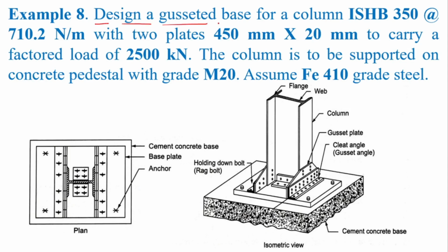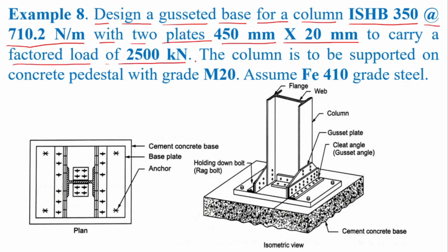Design a gusseted base for a column IS HB 350 at the rate 710.2 Newton per meter with two plates 450 mm into 20 mm to carry a factored load of 2500 kN. The column is to be supported on a concrete pedestal with grade M20. Assume Fe 410 grade steel.